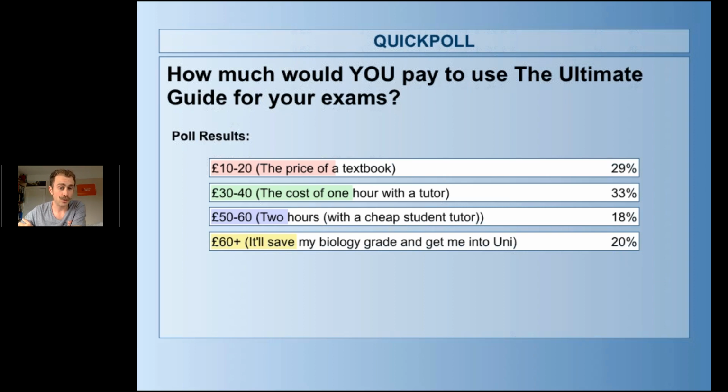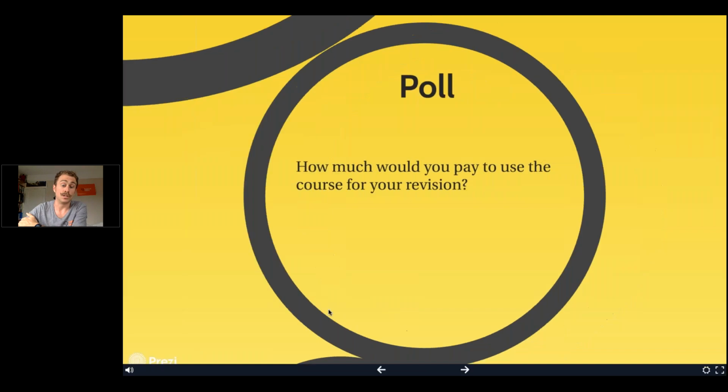2 hours of a tutor, 20% of you, and some of you, effectively the decision you've got now is what grade you need to get into uni, and how much work is it worth doing, and how much work is it worth paying in order to get to the university of your choice.